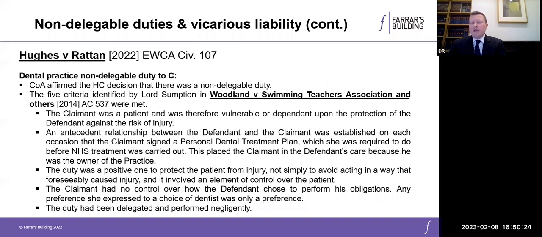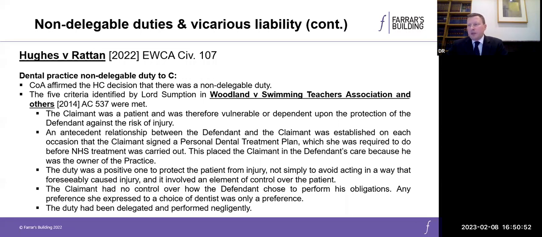Hughes and Rattan also dealt with, on the same facts, the claim for a direct liability on the basis of a non-delegable duty owed by the practice, and the decision of the High Court was affirmed by the Court of Appeal. There was such a duty. You'll recall that five criteria are required to found a non-delegable duty, and that's the case of Woodland.